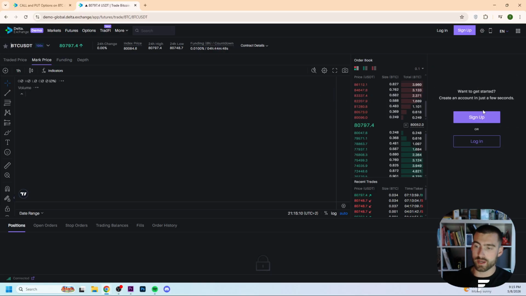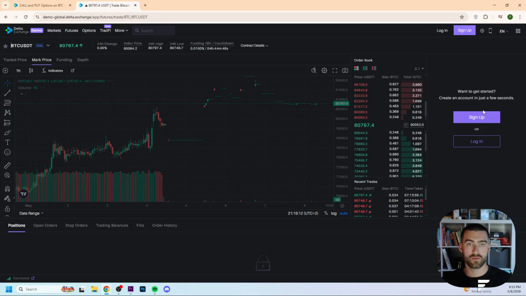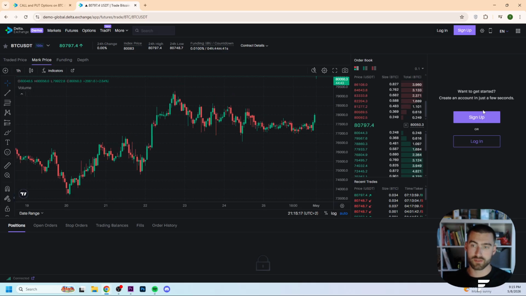So make sure that you create yourself an account right here on Delta Exchange. Then after that, you need to verify your account on Delta Exchange, and then you can start trading or paper trading right here on Delta Exchange. So it's seriously that easy.